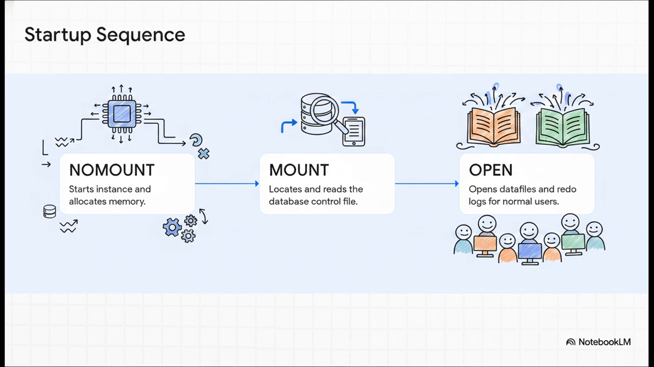Here the instance locates and actually reads the database control file. And finally, step 3 is open. This is where the data files and redo log files are opened up, making the whole database fully available to normal users. Seriously, memorize this exact sequence.